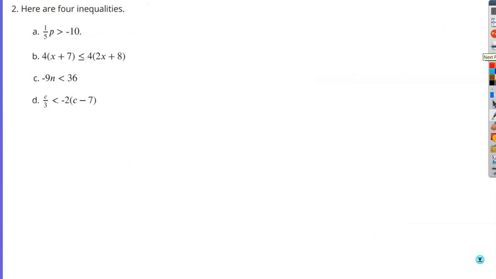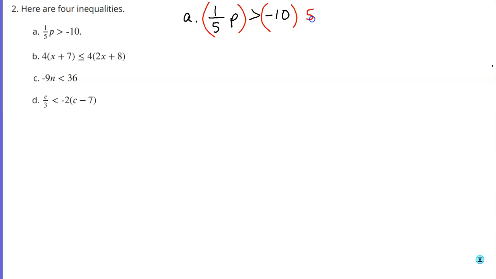So here's some inequalities. Let's try them together. Try solving them and see, do I have to flip the sign? Do I not have to flip the inequality sign? So let's start with A. So in A, what do we do to get rid of this fraction on the left-hand side? We can multiply both sides by what? Yeah, 5. So this 5 will cancel, and it just gives me 1p. I don't need to write the 1, but it technically is a 1p.